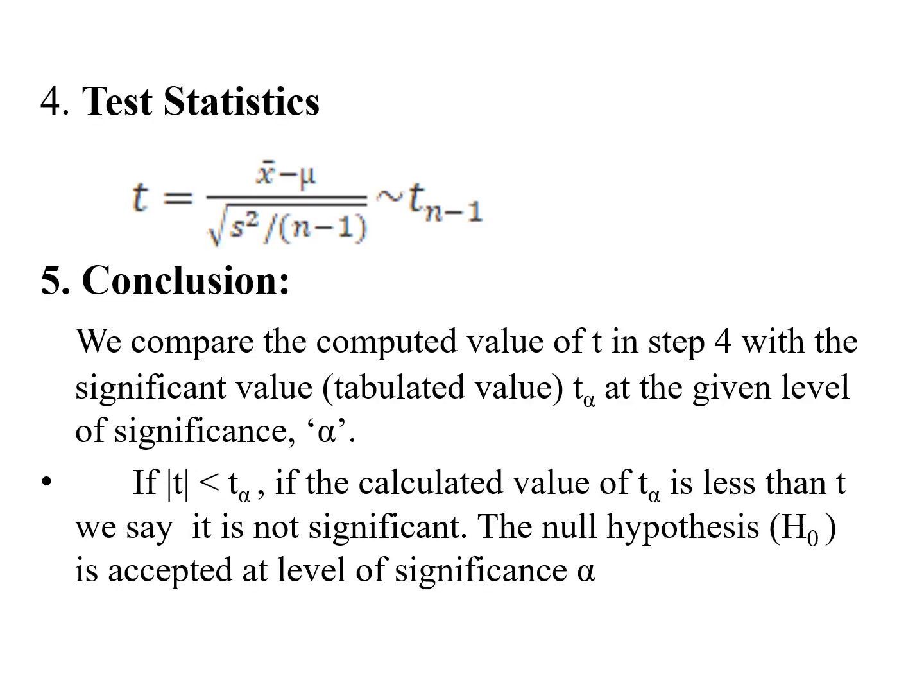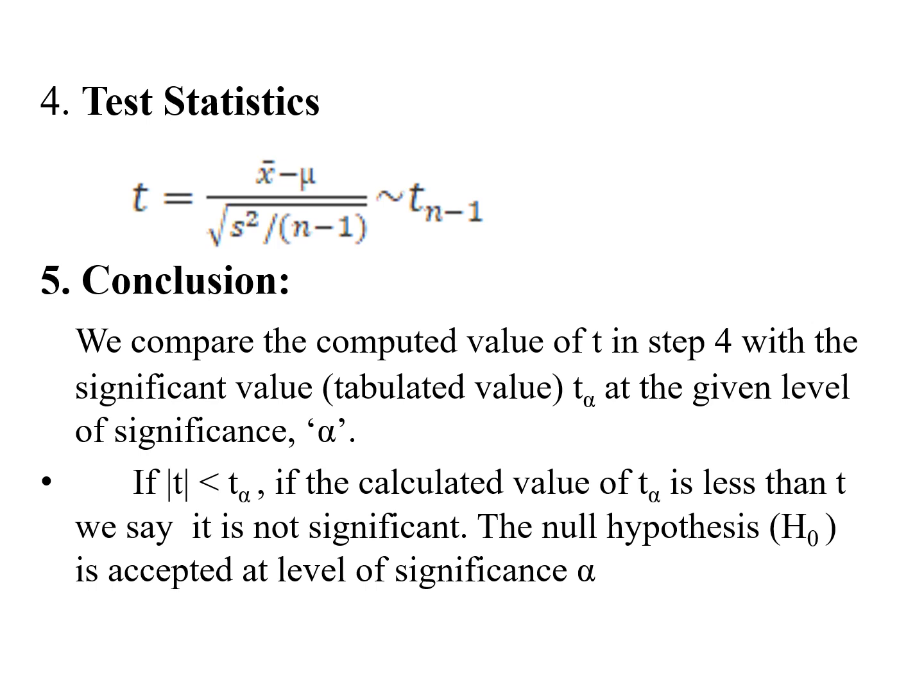Next is the test statistic. First, we have seen the null hypothesis, alternative hypothesis, and level of significance. After that, the test statistic. Here we are taking the one sample t-test formula. For this, the symbol is the small t, not capital T. So this is the one sample t-test: small t equals x bar minus mu divided by square root of s square divided by n minus 1, which follows t with n minus 1 degrees of freedom.